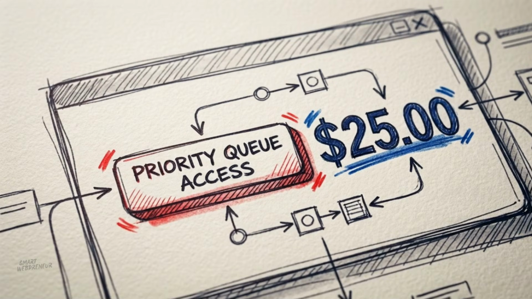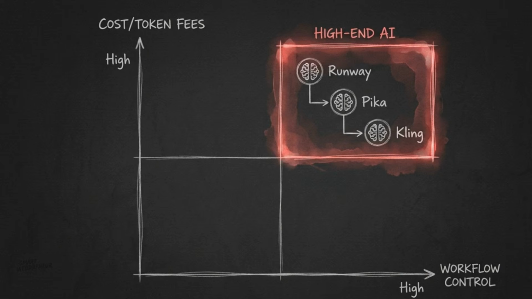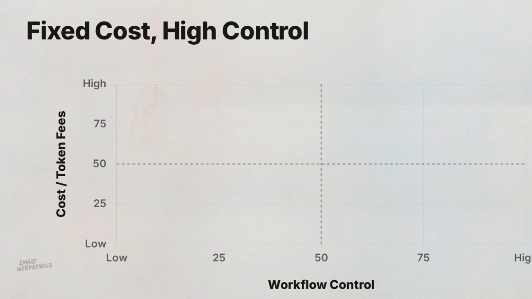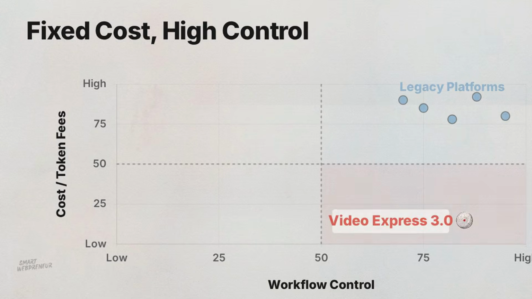This is why the VIDEOEXPRESS 3.0 update is a massive disruptor. It outputs natively in crisp 1080p HD. There are no priority queues, there are no per-second token fees, and as I mentioned already, if you bought version 1.0 or 2.0 a year ago, this massive 3.0 update was pushed to your account completely for free.